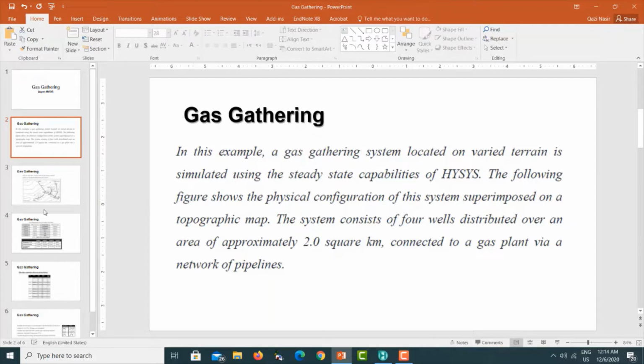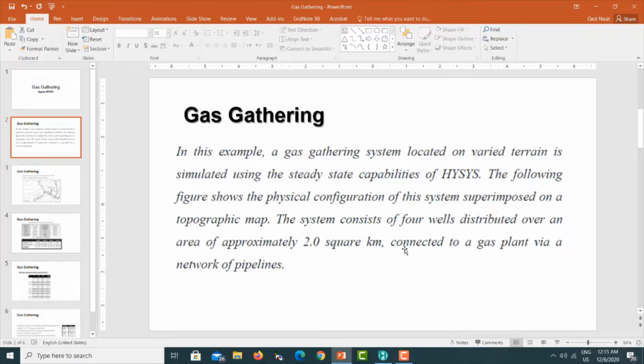So the next figure shows the physical configuration of the system superimposed on a topographic map. The system consists of 4 wells. So we are working with 4 wells distributed over an area of approximately 2.0 square kilometers. One well is in one part of this area, another well is in another part, and the third and fourth are also in different parts. So what we need to do is transport the gases from all those wells to one particular place where we can treat them.